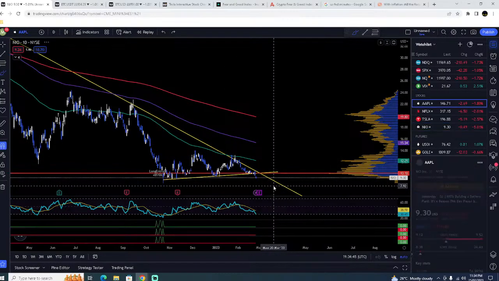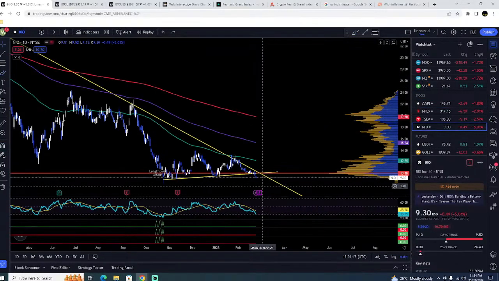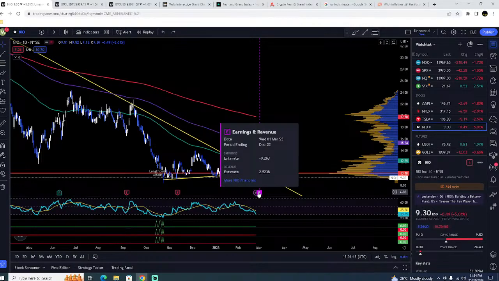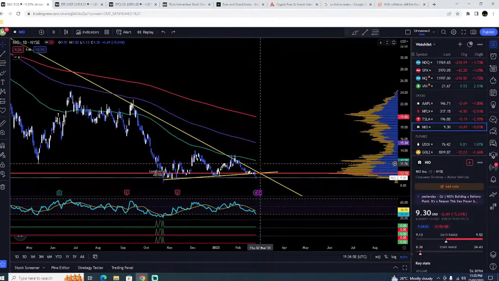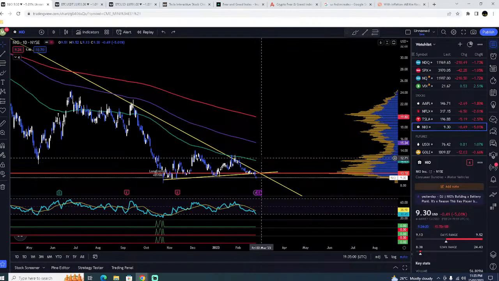So maybe we are heading towards that range, because if you look over here, Wednesday 1st March is the earnings report for Neo. If the report is good, then of course we are going to see a nice pump, hopefully towards $12-13.